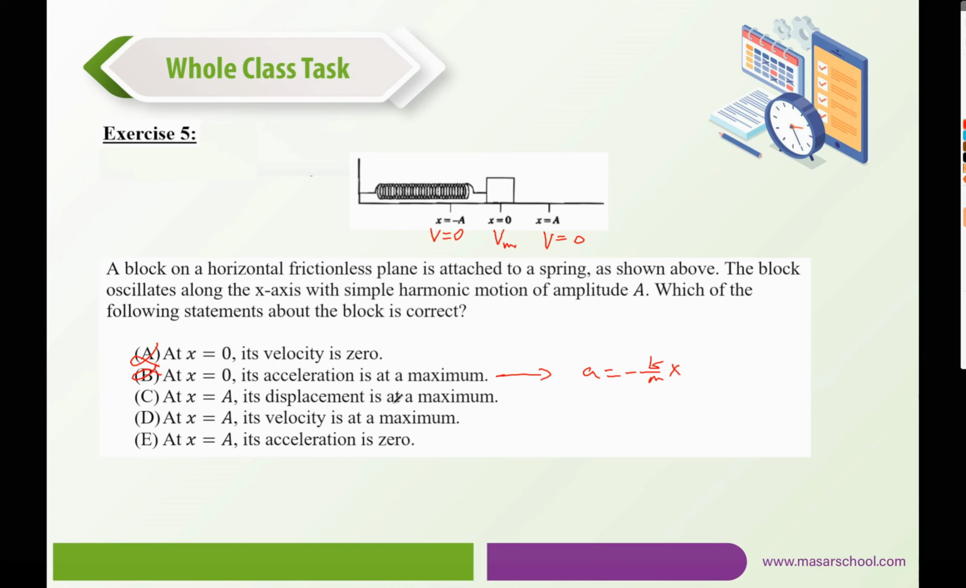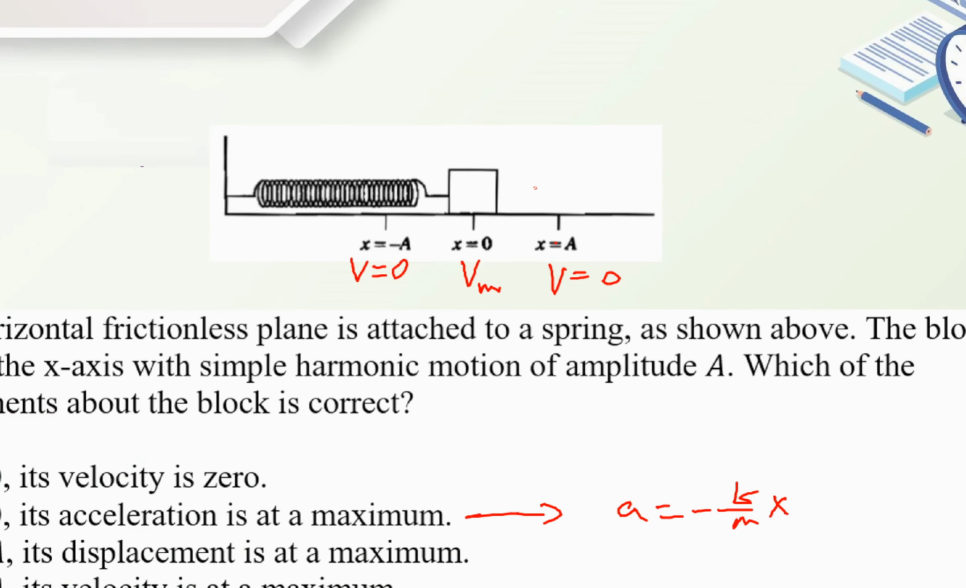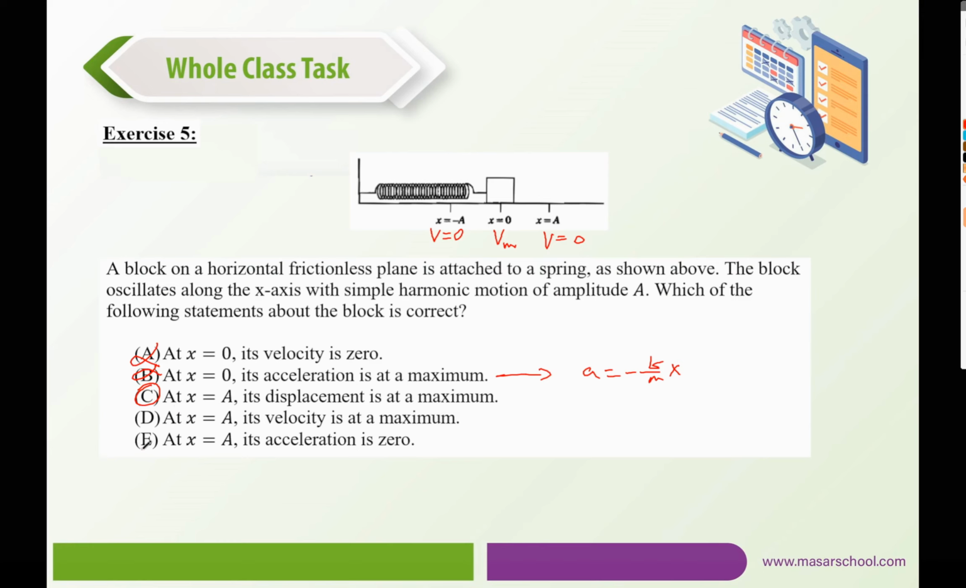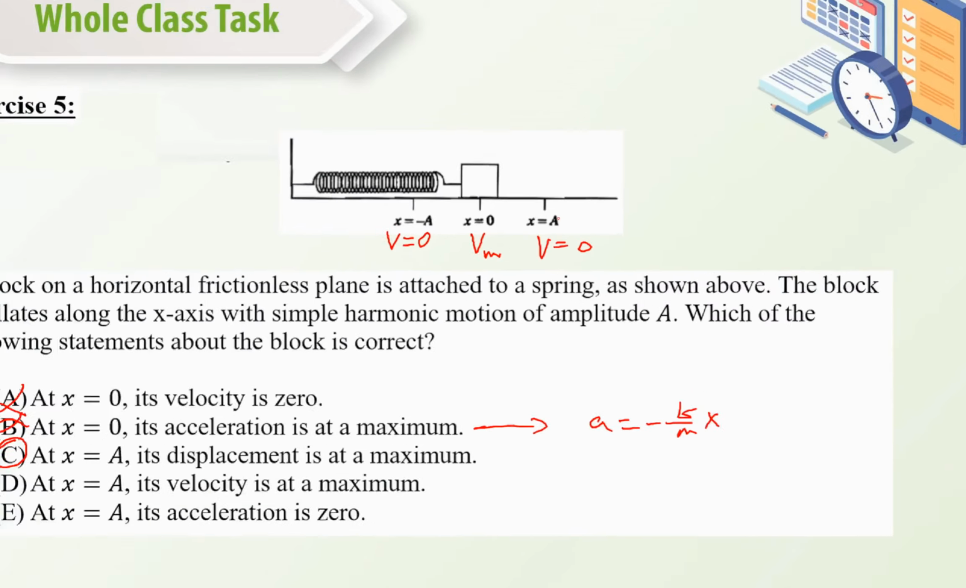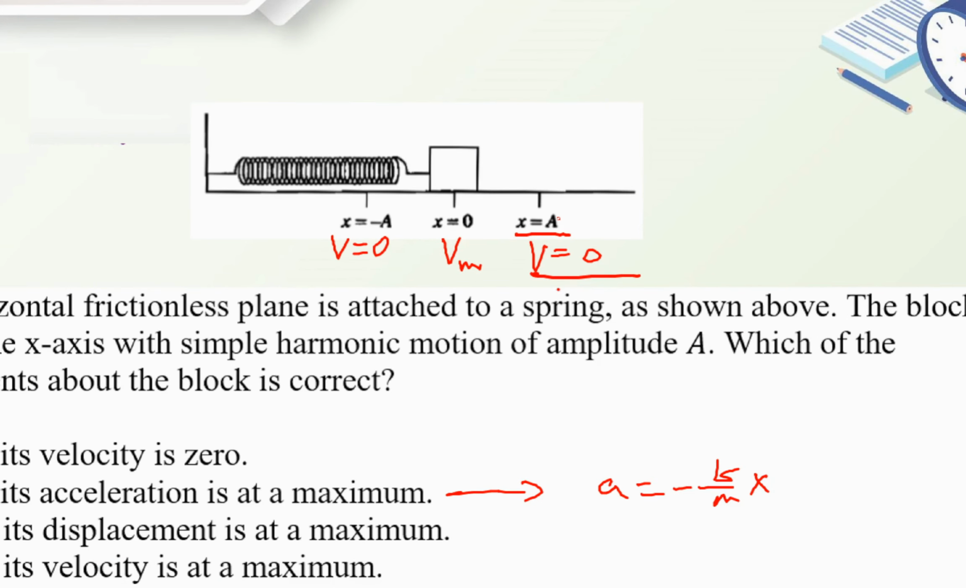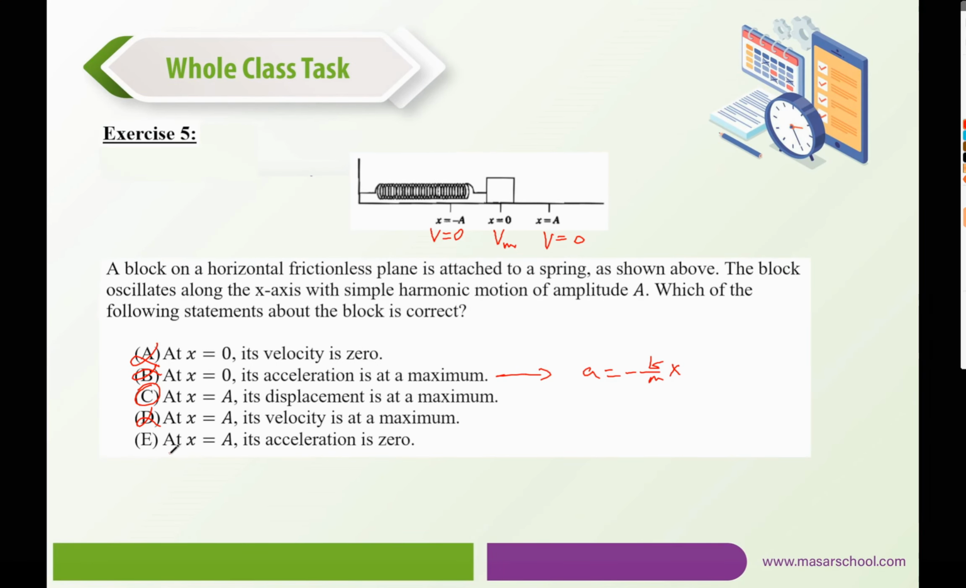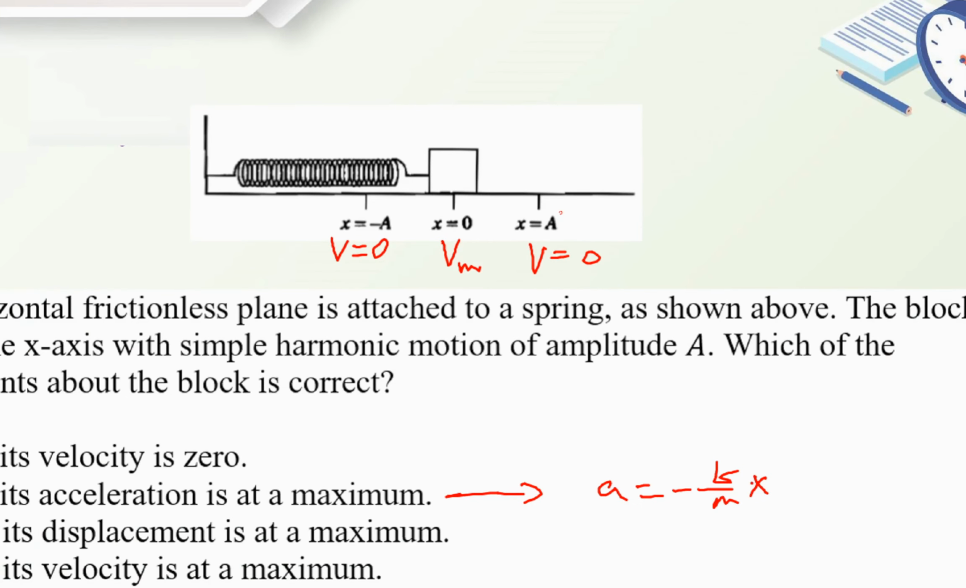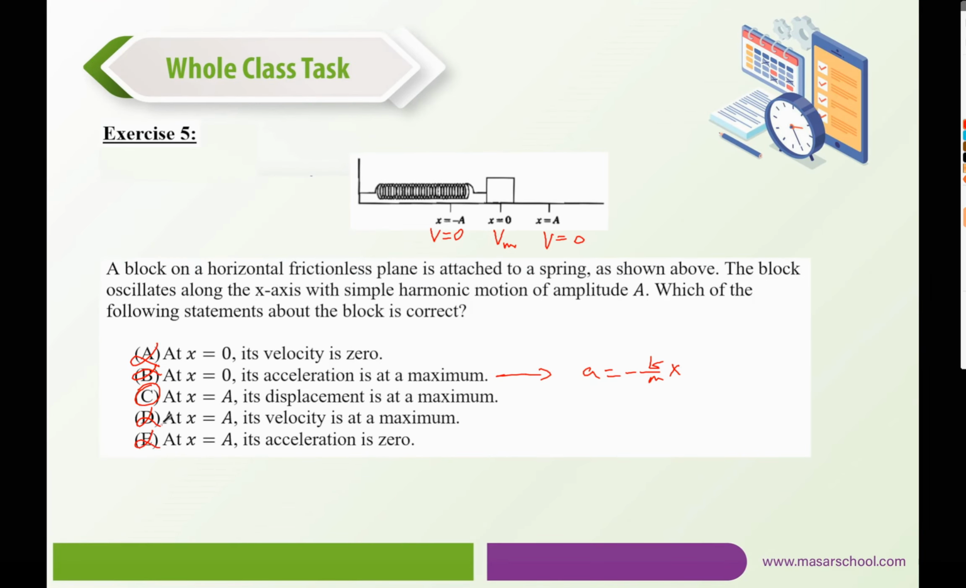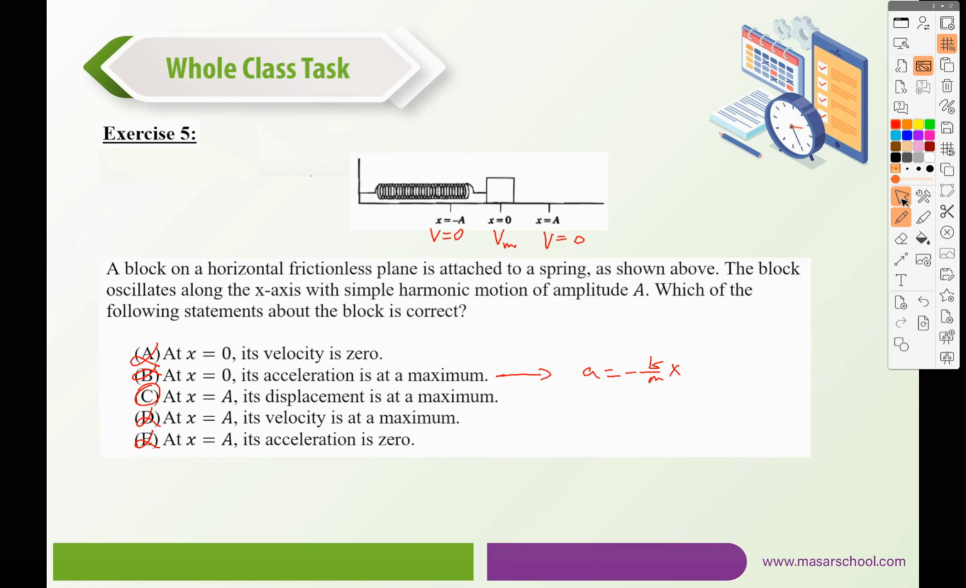At x equals A, its displacement is maximum. This is true because the amplitude corresponds to the maximum displacement, and it's healthy also to discuss these choices. At x equals A, the velocity is maximum. No, maximum position corresponds to minimum velocity, so that's wrong. At x equals A, its acceleration is 0. That's completely wrong, because when the position is at its most, the acceleration is at its most. So that's wrong, which makes C the correct answer.